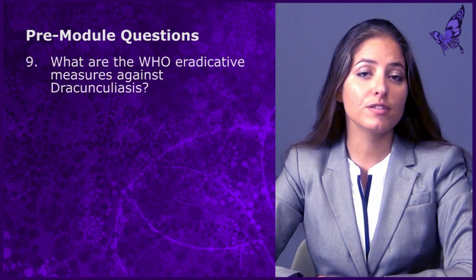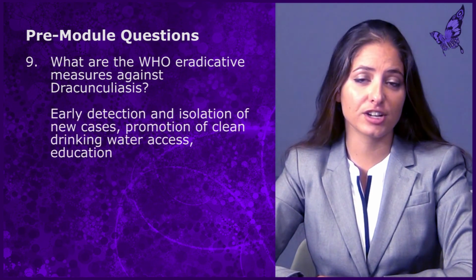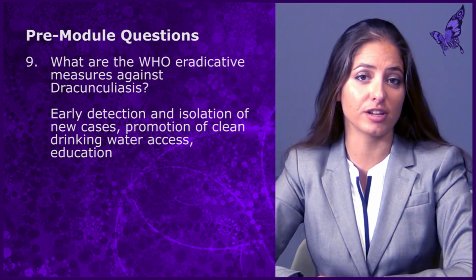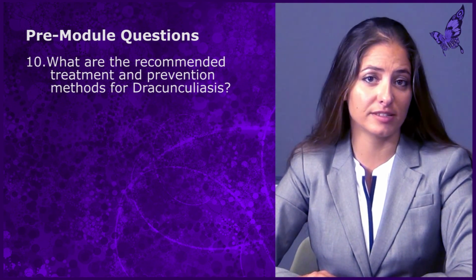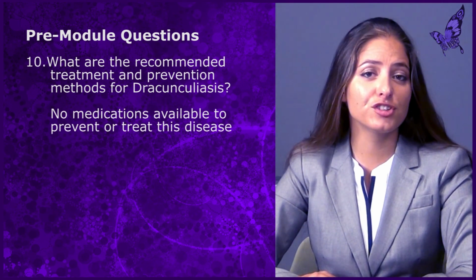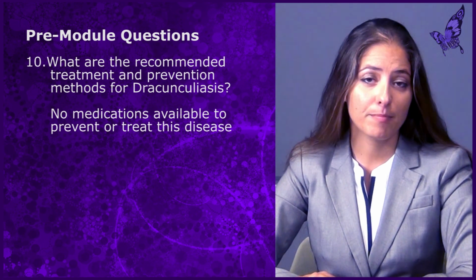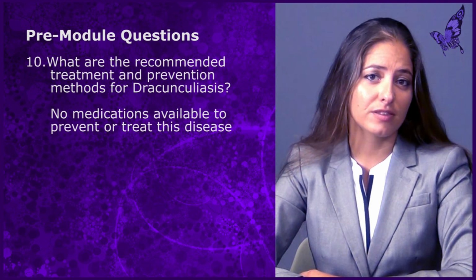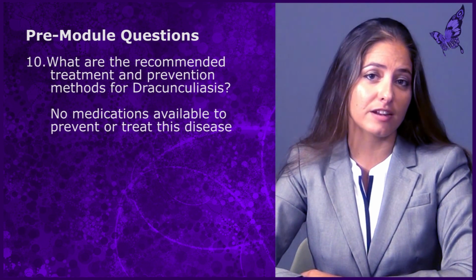Question number 9. What are the WHO eradicative measures against dracunculiasis? The answer is early detection and isolation of new cases, promotion of clean drinking water access, and education. And question number 10. What are the recommended treatment and prevention options for dracunculiasis? As mentioned earlier, there are no medications available to prevent or treat this disease. Pain can be managed with analgesics, and antibiotics can be used in the management of superimposed bacterial infections. In terms of prevention, the most comprehensive guidelines are those that are provided by the WHO as part of their eradicative program.